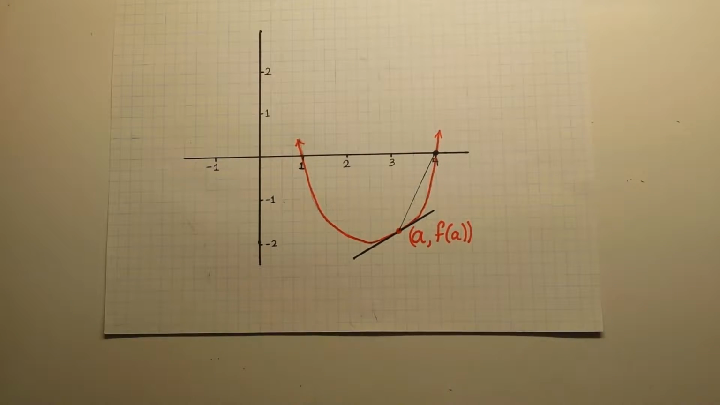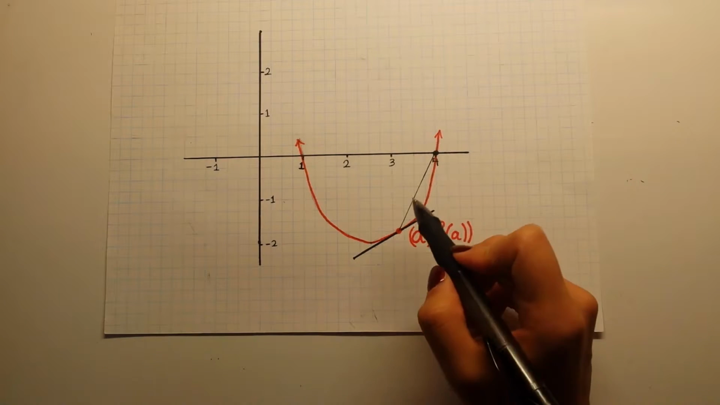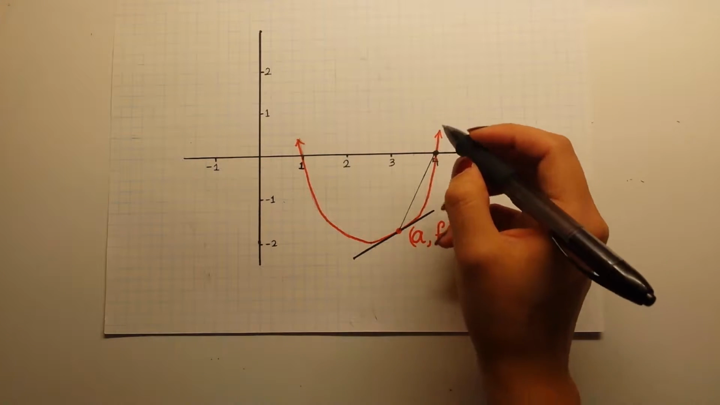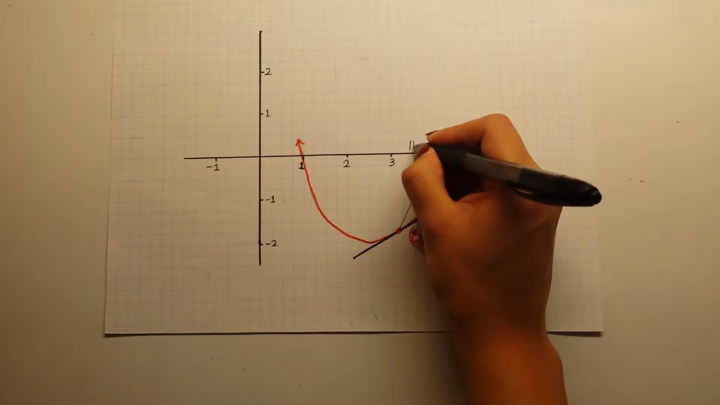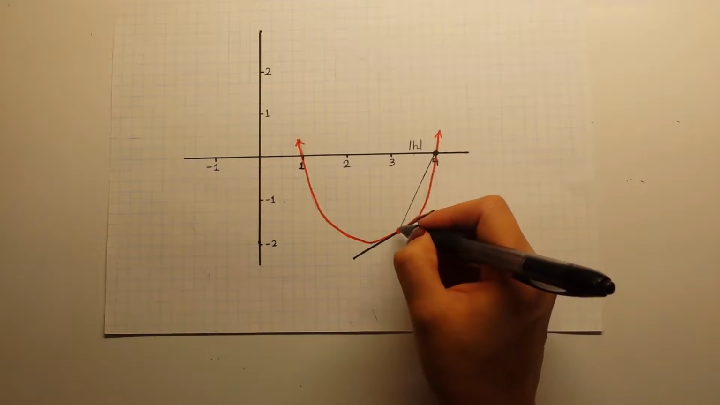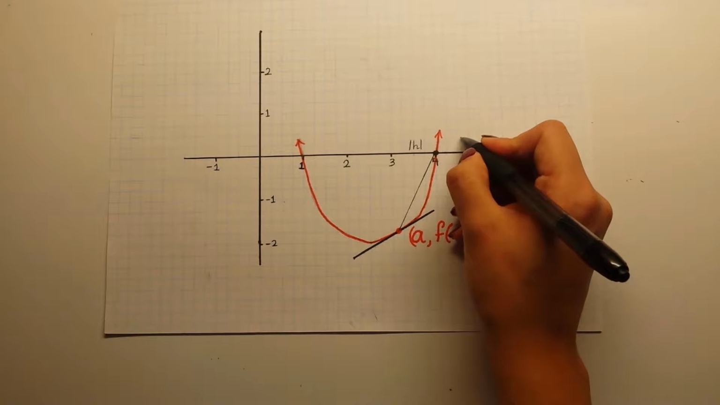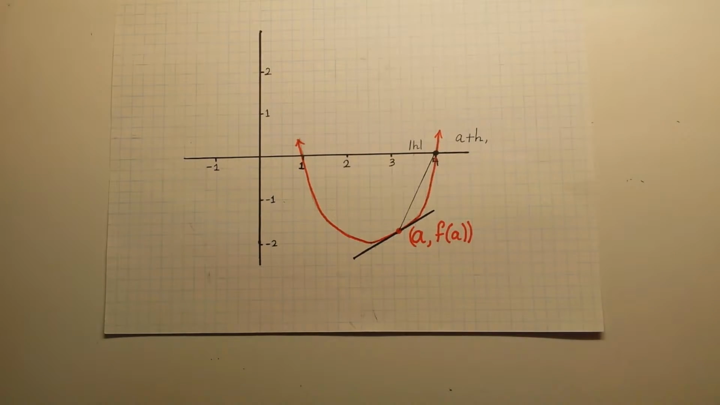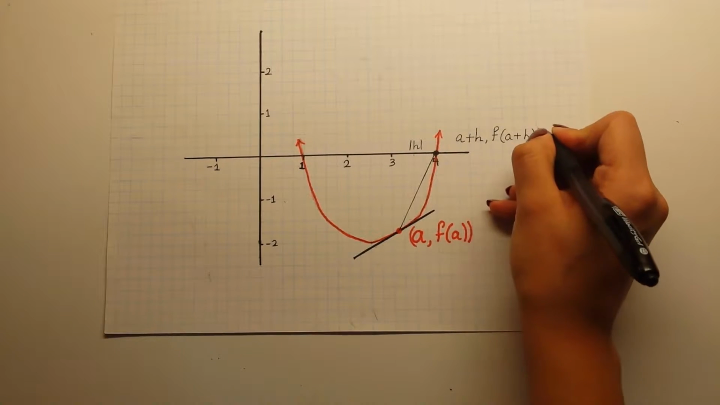Now, this interval, the difference in my x values between my initial point and my second point, is called h, because it is basically the distance. And we put h here. So this is my following interval, as I said. And if this is my a, this second point's x value will be a plus h. Consequently, the y value will be f of a plus h.